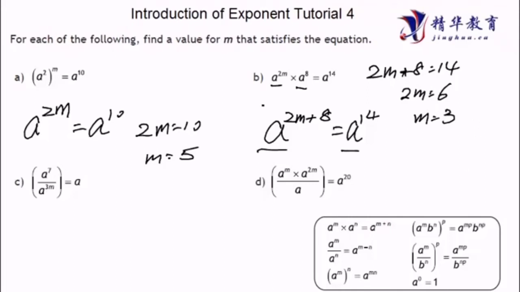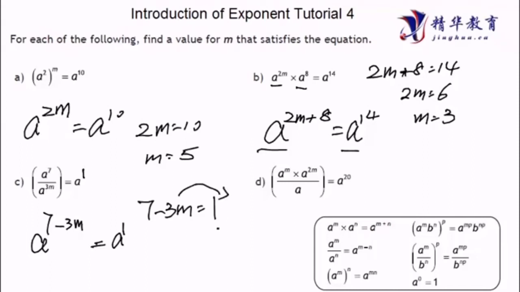Okay, the next one, a little bit tricky, but it's still okay. We got a to the power of 7 divided by a to the power of 3m equal to a to the power of 1, right? We have an invisible 1 here. Power divided by power equal to power subtract. So a to the power of 7 minus 3m equal to a to the power of 1, making 7 minus 3m equal to 1. Moving 3m to this side and 1 to this side, it will be 7 minus 1 equal to 3m. Then 3m equal to 6, so m equal to 2. That's it. This part is still simple.